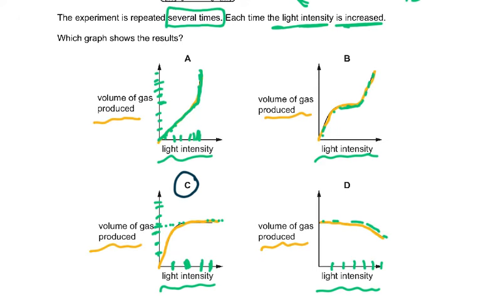So which graph shows the result? Why was the answer C? Because you know there's a limiting factor. When you increase the light intensity, after some time the rate of photosynthesis will become constant. Why? Because more the light, yes, more the rate of photosynthesis, but a time comes when there's not any more chlorophyll to absorb that light. So that light is not going to be absorbed, so the rate is going to become constant.